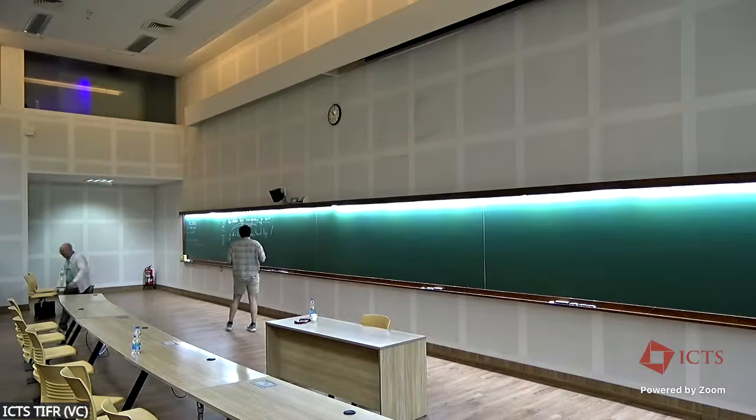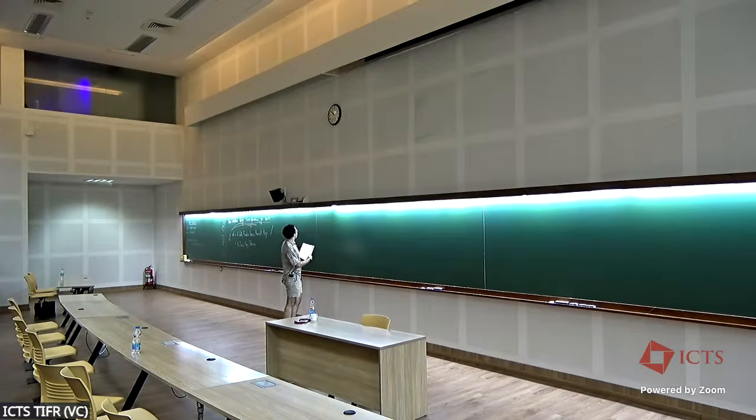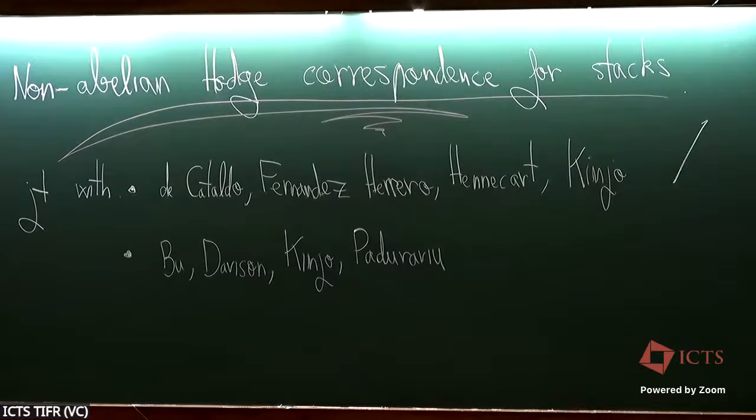And today I want to talk about non-abelian Hodge correspondence for stacks. So let's start with the basic ingredients. We're gonna set X to be a smooth projective variety over the complex numbers. And let's fix G a reductive group.